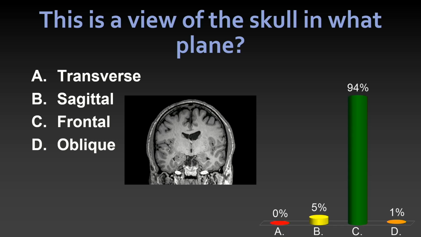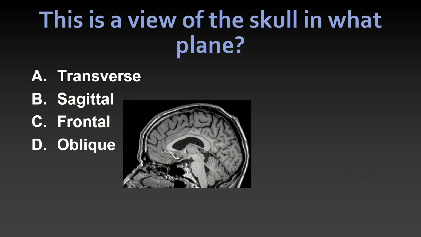Frontal, absolutely. Frontal plane, dividing the body into front and back halves. This is a section through my skull. This way the front half falls forward and you're looking at a face-on, a head-on section through the skull. Lastly, what is this plane through the skull?